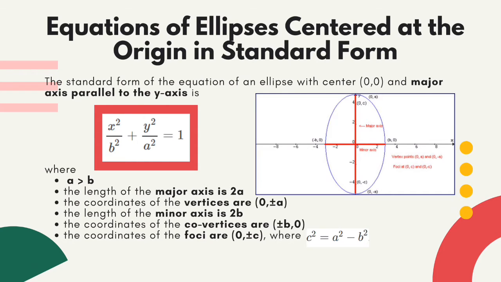The length of the minor axis is 2b. The coordinates of the covertices are plus minus b, 0. And lastly, the coordinates of the foci are 0, plus minus c. Again, in order to find the value of c, use the formula c squared equals a squared minus b squared.